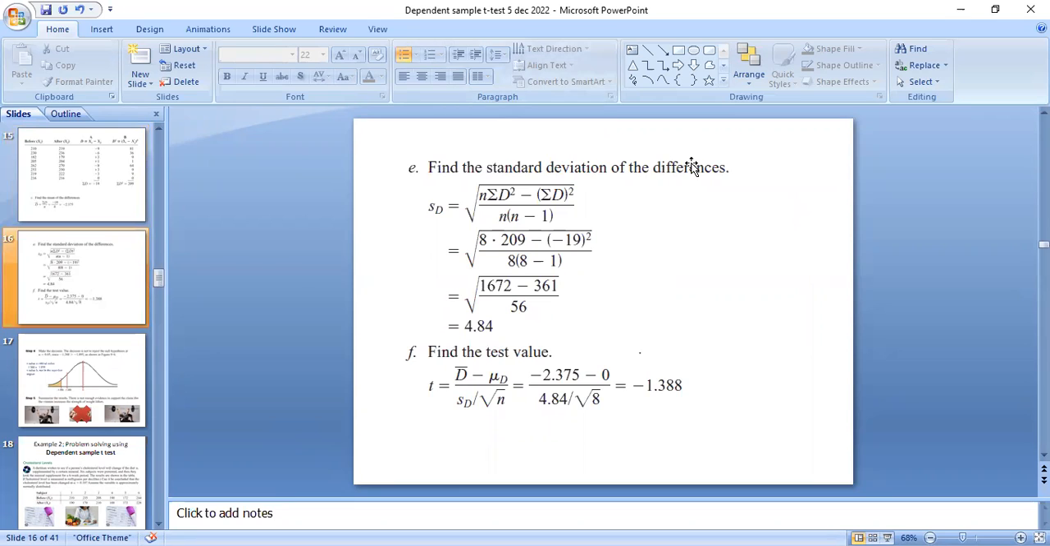Then we will find the standard deviation of the differences. This is the formula of the standard deviation. We will put all these values in this formula. So our standard deviation in this case comes out to be 4.84. Then in the next step, we will find the test value. For finding the test value, this is the formula, and we will put all these values in the formula, and our t value, the test value, comes out to be minus 1.388.